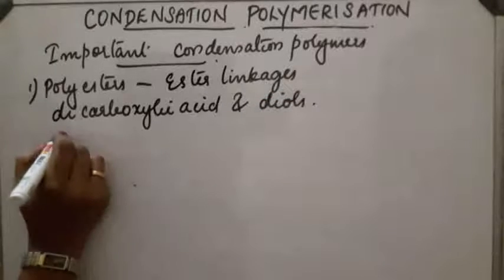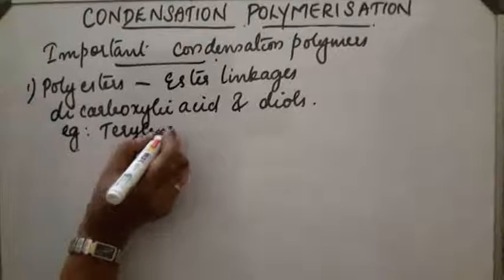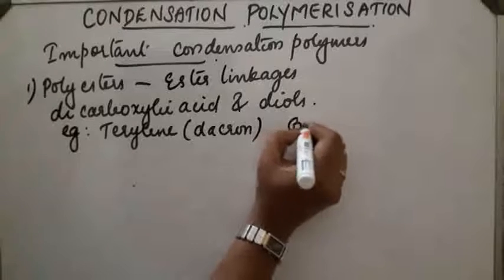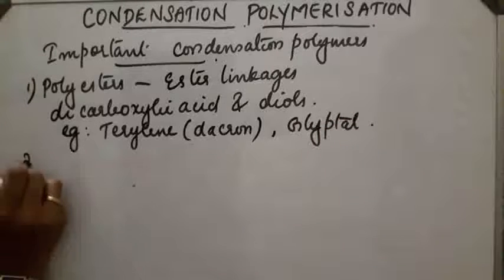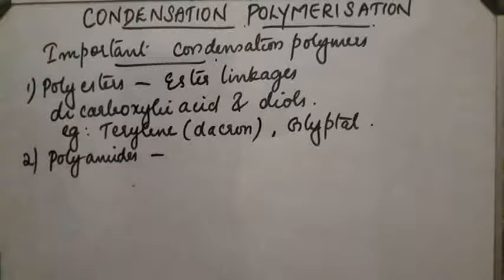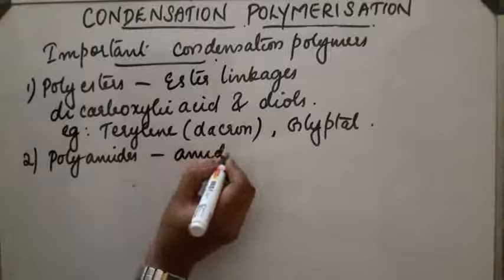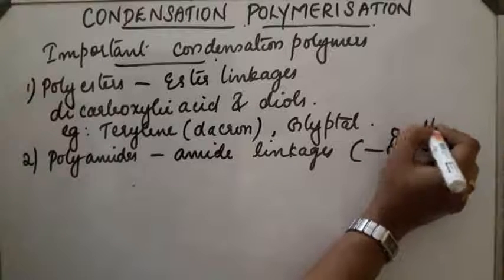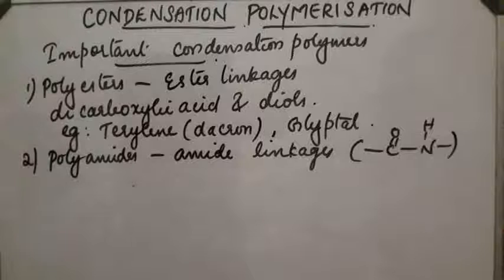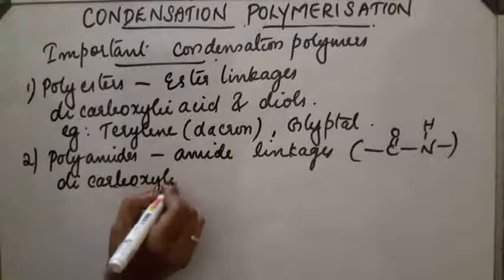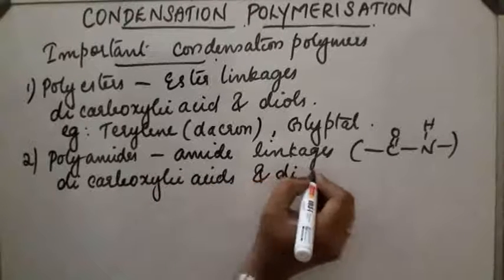Examples for polyesters are terylene or dacron. Another example is glycol, we will discuss later. And the second type is polyamides. This contains amide linkages. Amide linkage will be C double bond O, NH. These are obtained between two monomers, dicarboxylic acids and diamines or their derivatives.